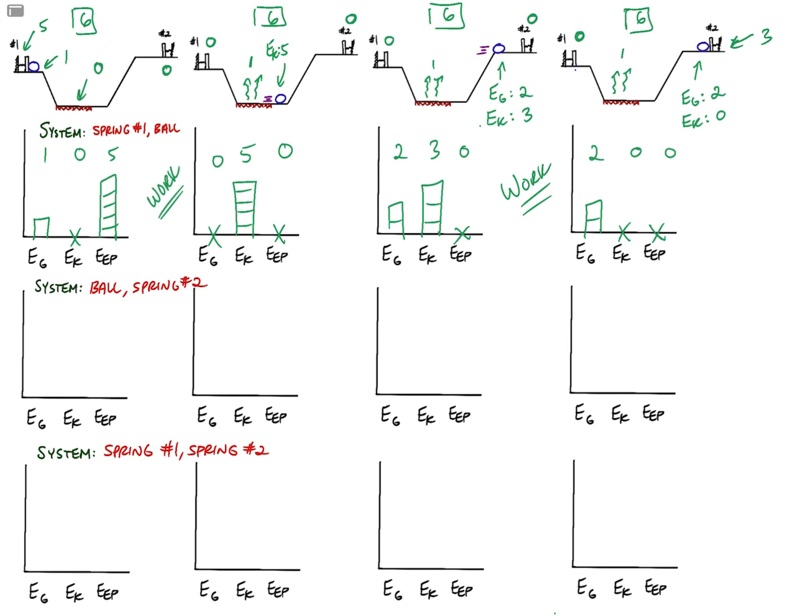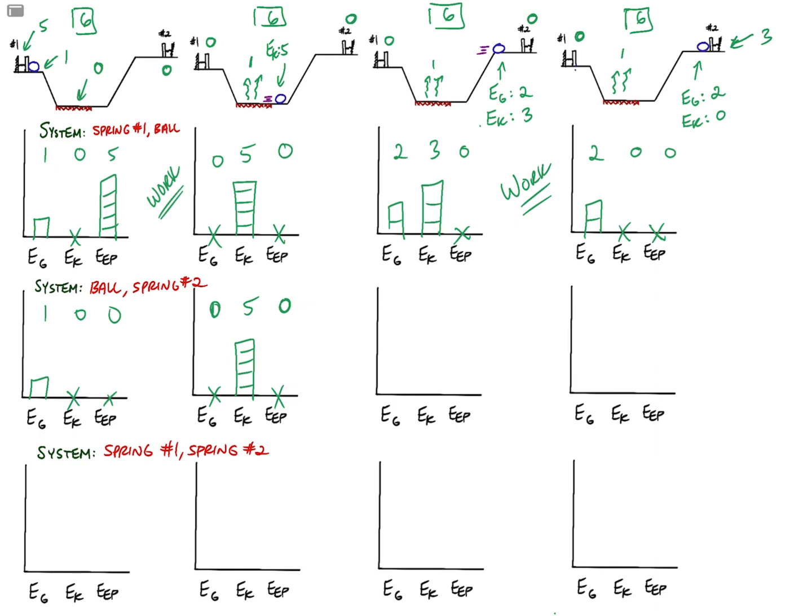So now we're looking at a system of the ball and spring 2. So the ball, again, up top has 1 block of EG. It's not moving, so it has no EK. And spring number 2, all the way at the end, has yet to be compressed, so it has 0 blocks of energy. In the second diagram, we see up top that the ball has 5 blocks of kinetic energy. The ball is on the ground, so it has no EG. And spring 2 has yet to be compressed, so therefore we have no energy in the elastic potential form.